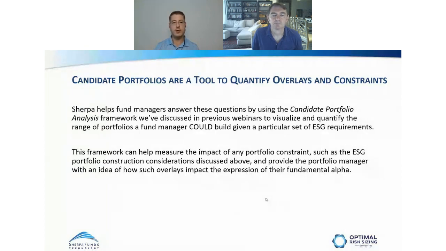But the candidate portfolios is a way to visualize the portfolios that you could build from a set of assets, subject to a set of objectives and constraints, so that you can test the sensitivity, and really visualize and quantify what changes to either the objectives and constraints or the set of assets mean to the set of possible results.